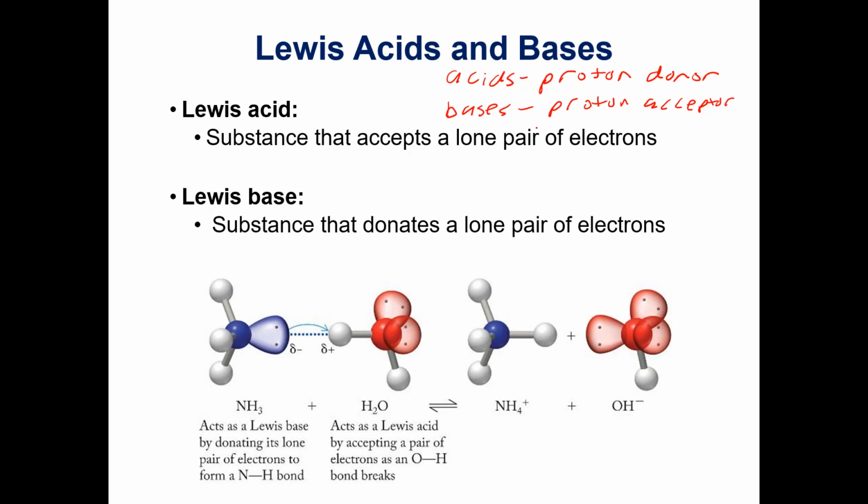So if we look at an example here, we have ammonia and water. So ammonia donates its pair of electrons to water. According to the Lewis definition, the ammonia is donating its electrons, so it would be a Lewis base, and the water accepts the electrons, so the water would be the Lewis acid here.